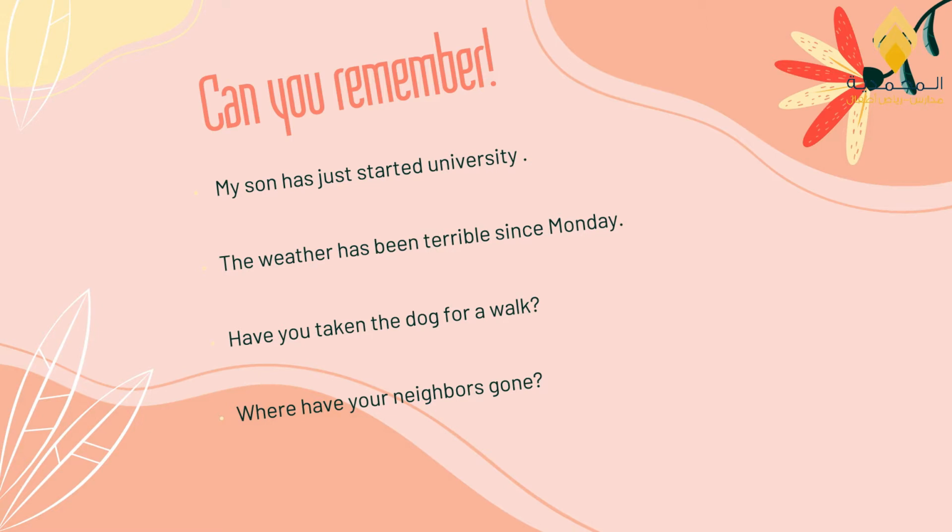The sentences are: my son has just started university. The weather has been terrible since Monday. Questions: have you taken the dog for a walk? Where have your neighbors gone? So in these two sentences and these two questions, I have used a specific structure. Can you remember this structure?